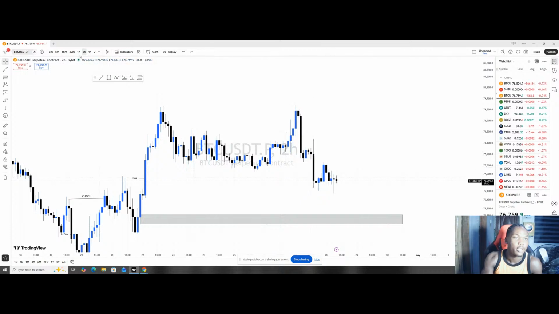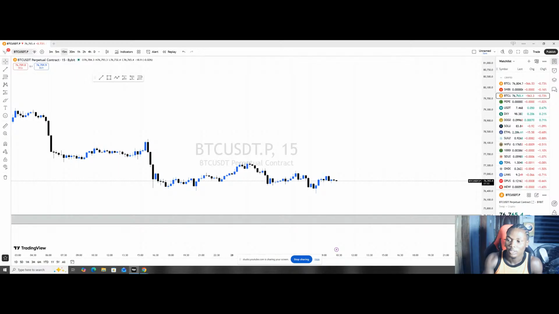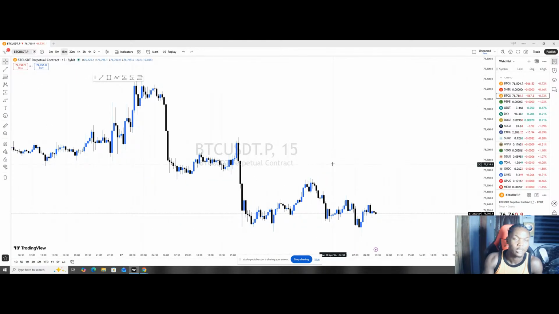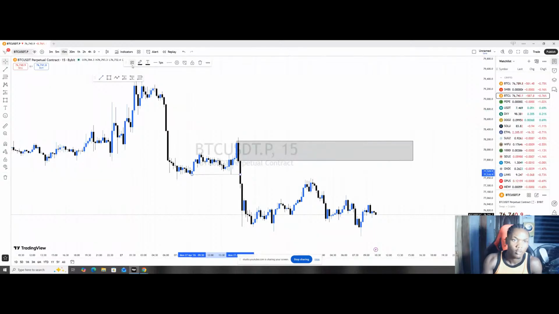If we want to take any trade on BTC this morning, we are going to be looking to short, flowing with the current market trend. So we could just short the market from this level. Now we have our break of structure right here, and then this is going to serve as our liquidity.